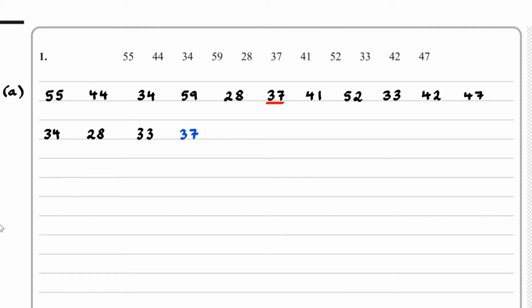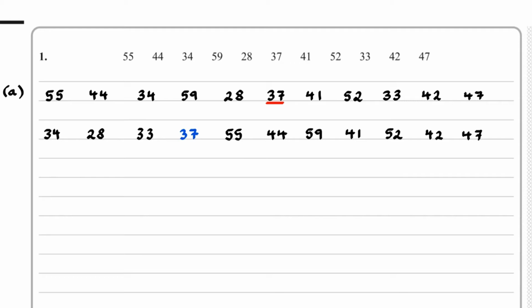And then what's bigger than 37? We've got the 55, the 44, the 59, the 41, we've got 52, 42, and 47. Now you can see we've got two sublists. So now we need to sort these.